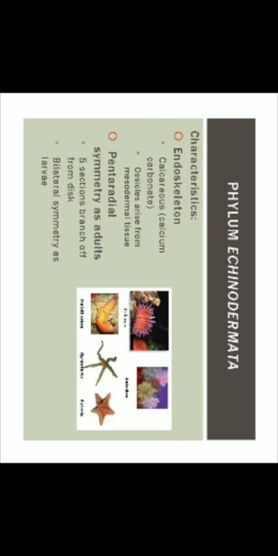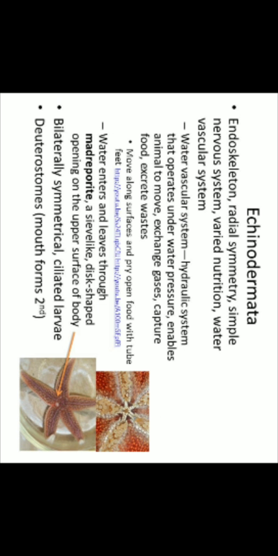The body of starfish, as an example which comes under echinodermata, is pentaradial because it has a radial symmetry having 5 arms. Penta means 5. So adults usually have pentaradial symmetry. 5 sections branch off from the disc. Bilateral symmetry as larvae. So in the larval stage, in the young stage, they show bilateral symmetry.